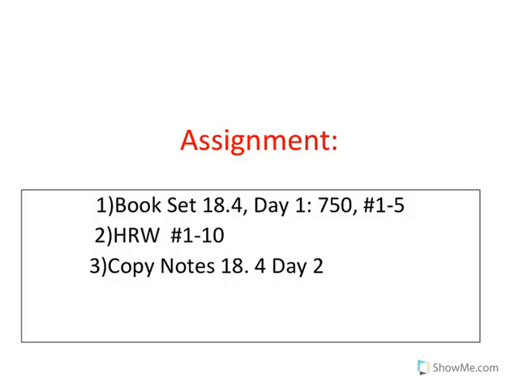Right, so then that's the end of our 18.4 day 1 notes. So your bookwork is number 1 through 5. You have new homework, and you are to copy down 18.4 day 2 notes.